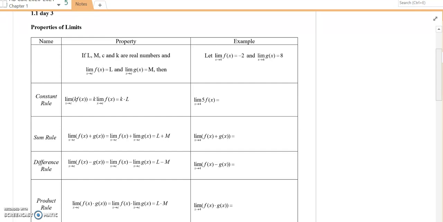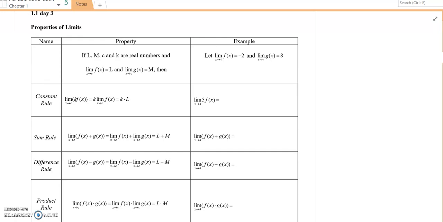By now, you should have read through all of the properties. These are things you're going to need to know. You're not going to have a property sheet or anything like that. But again, they're pretty straightforward. So I'm going to just quickly go through each of these examples.